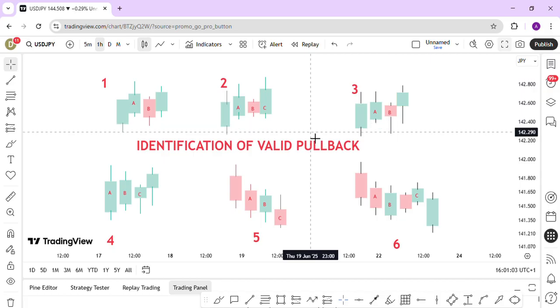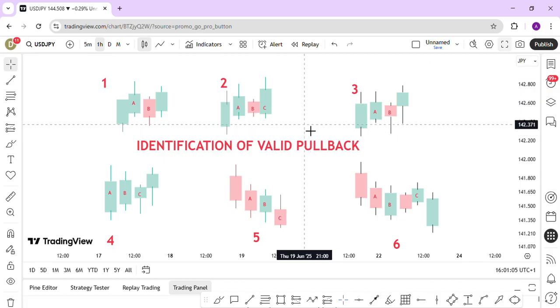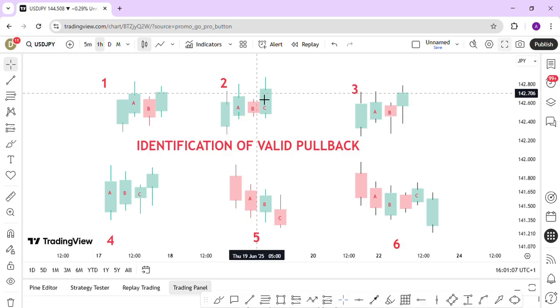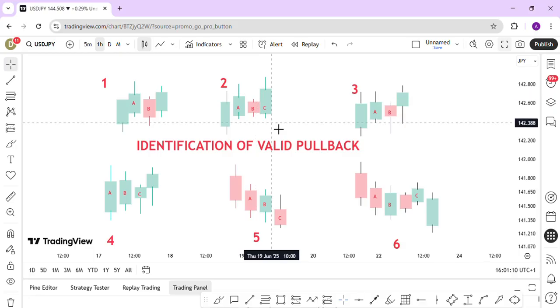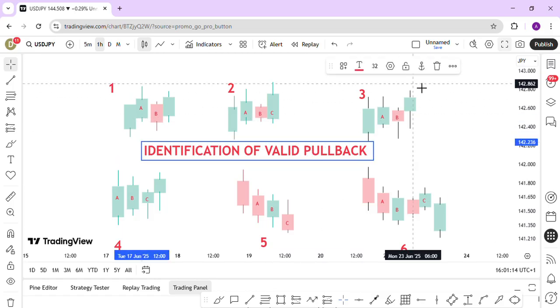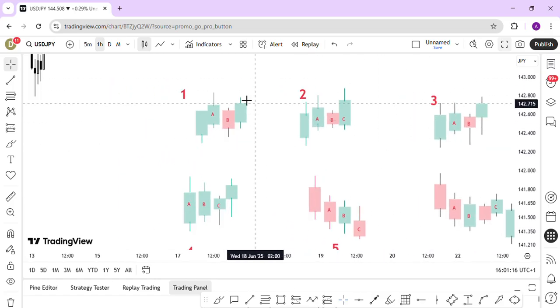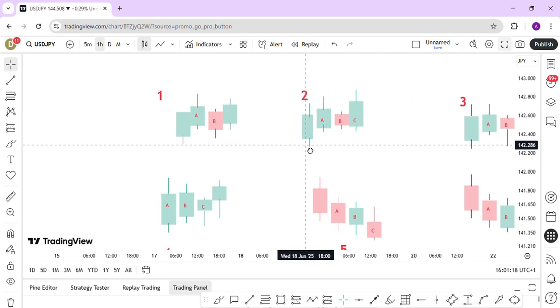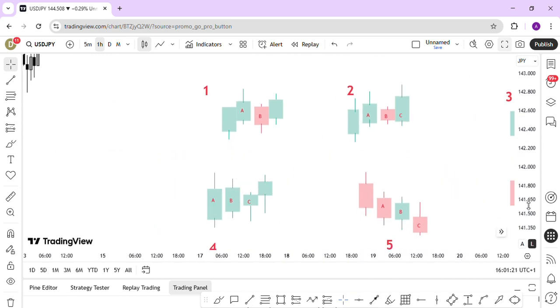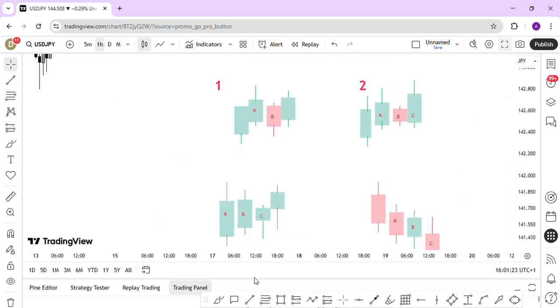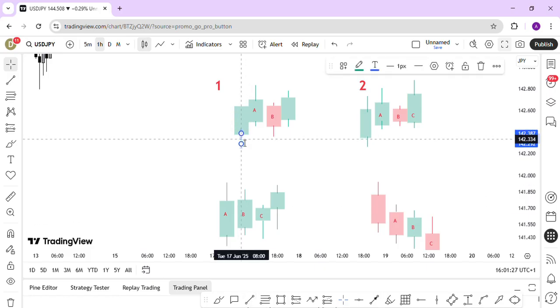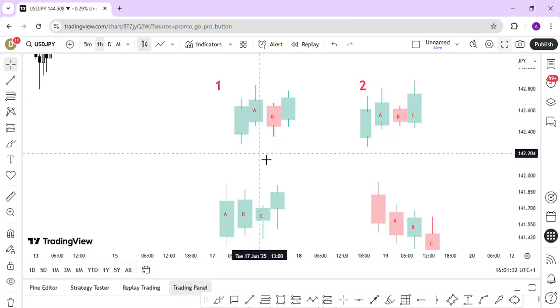I understand it might not be very easy at the beginning to identify, but when you watch this video, go into the chart and start looking at what I will explain. So let's dive into it, and I'll start with this first example. For us to be able to identify the valid pullback, one thing has to be certain. We have to be able to identify the impulse and correction, and a valid pullback has characteristics.